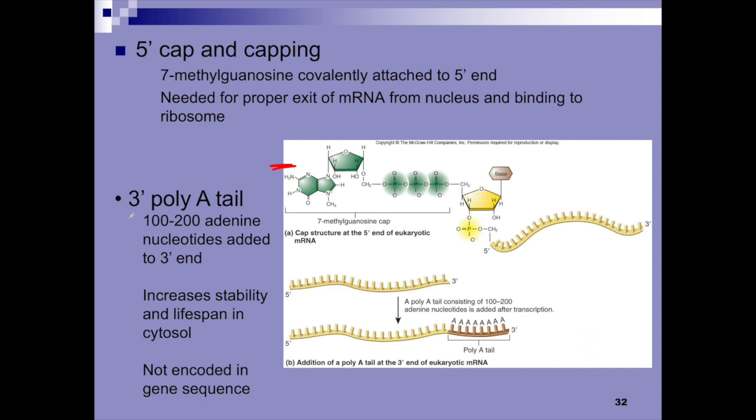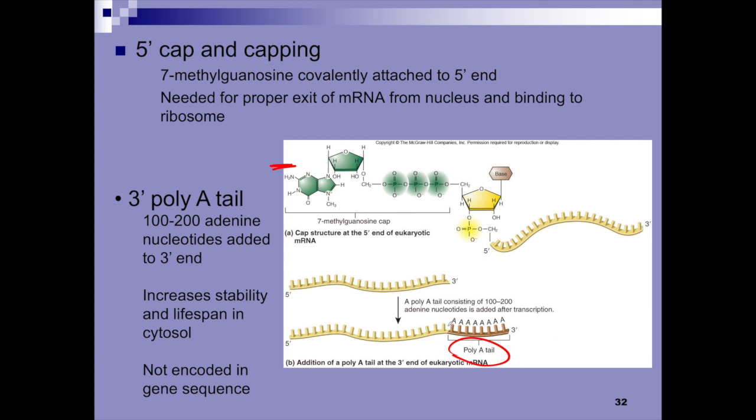The second is the 3' poly A tail. So at the opposite end of our transcript, about 100 to 200 adenine nucleotides are going to be just kind of added on. And they call it a poly A tail because we have this big long tail of adenine nucleotides at the 3' end. The whole point of the poly A tail is to provide stability and lifespan of the mRNA molecule.